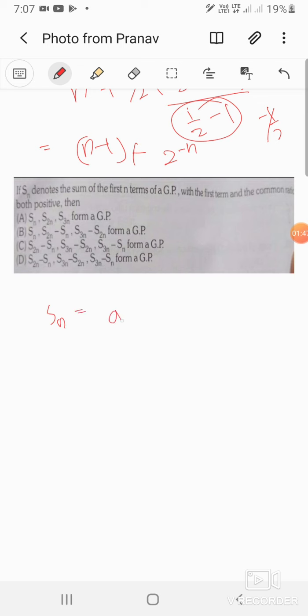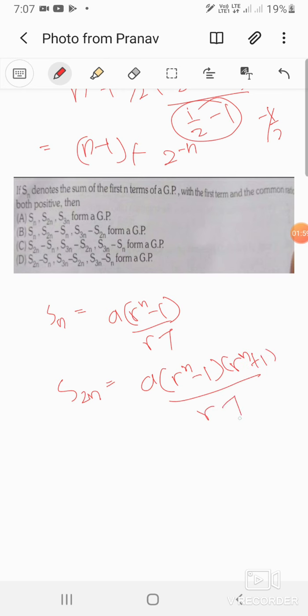So Sn is supposed to be a times r to the n minus 1 upon r minus 1, right? S2n is supposed to be a times r to the 2n minus 1, which I'm going to write as r to the n minus 1 into r to the n plus 1 upon r minus 1. S3n is supposed to be a times r to the 3n minus 1, which can be written as a times r to the n minus 1 into r to the 2n plus r to the n plus 1, upon r minus 1.